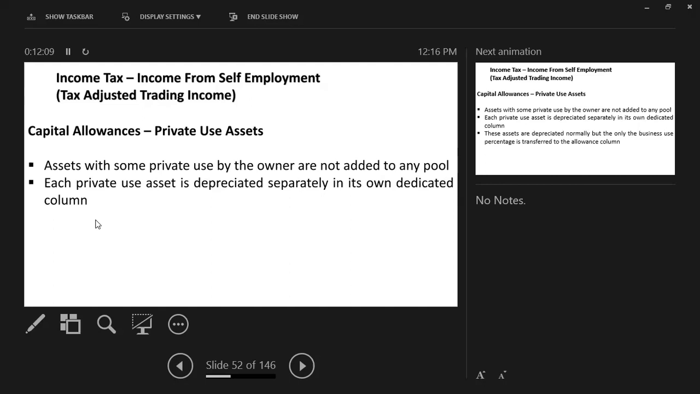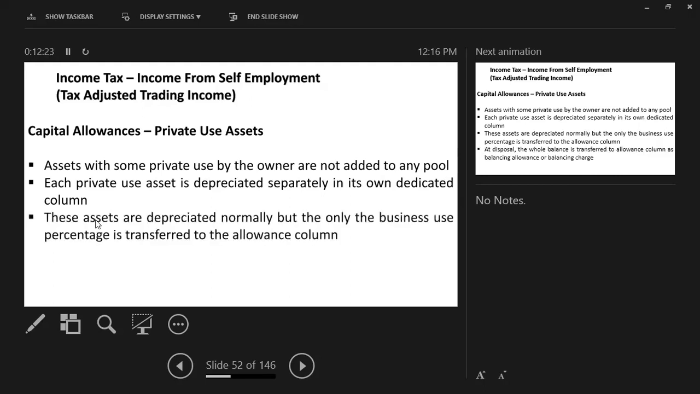It says assets with some private use by the owner are not added into any pool, which means they have their own column. Each private use asset is depreciated separately in its own dedicated column. This is what I already told you. Next point: these assets are depreciated normally, but only the business use percentage is transferred to the allowance column.